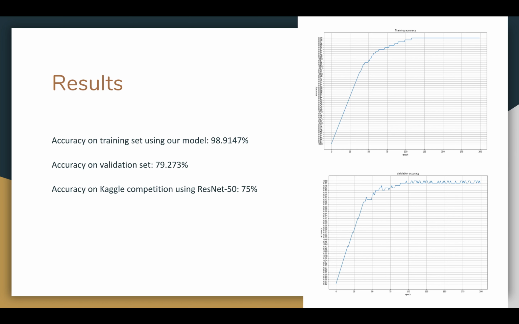So for our results, the accuracy on the training set using our model is about 99%, and the accuracy on the validation set is about 80%. On the Kaggle competition, the one also using ResNet 50 got about 75%. So using our model, we improved the accuracy to about 80%.